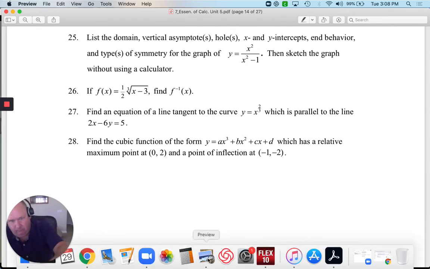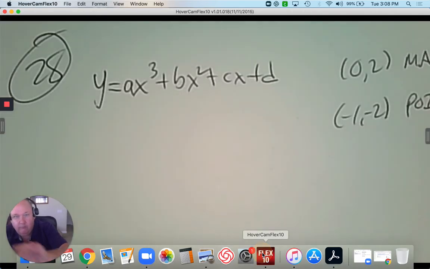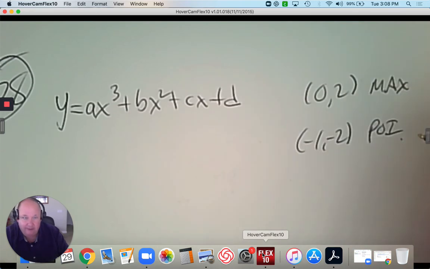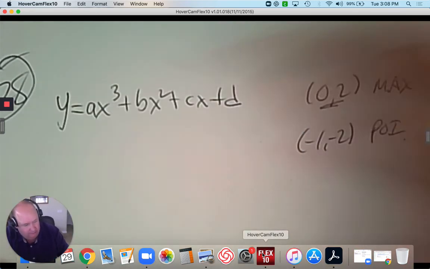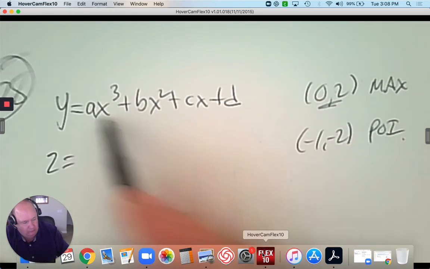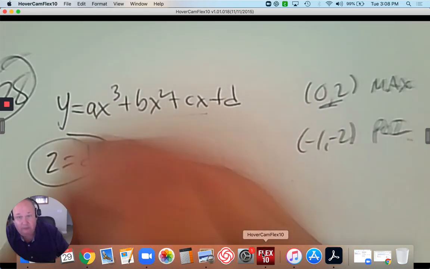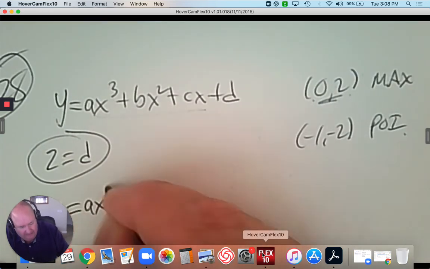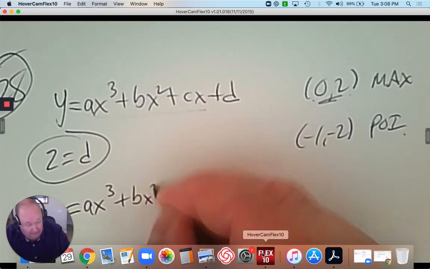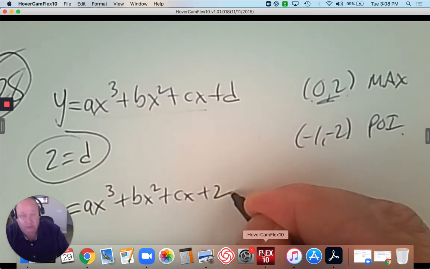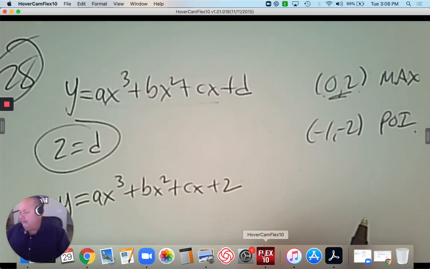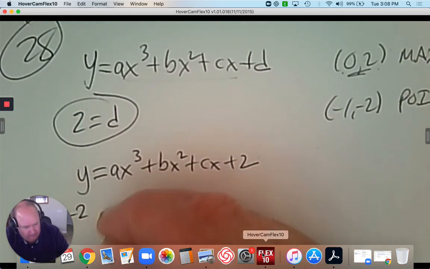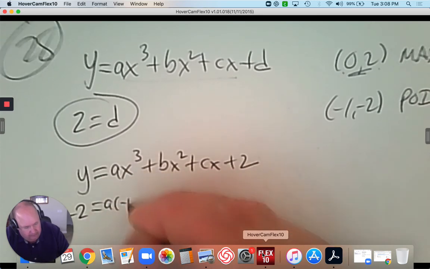Okay. So first of all, regardless if it's a max or a point of inflection, we have 2 points to plug in. So first, I'm going to plug in 2 for y. And if I plug in 0 for x, d already is equal to 2. Just by plugging in 0, 2. So I can write y equals ax cubed plus bx squared plus cx plus 2. So I already know it's equal to 2. Next, plug in the second point that I know, -1, -2. That's -2. And then -1.